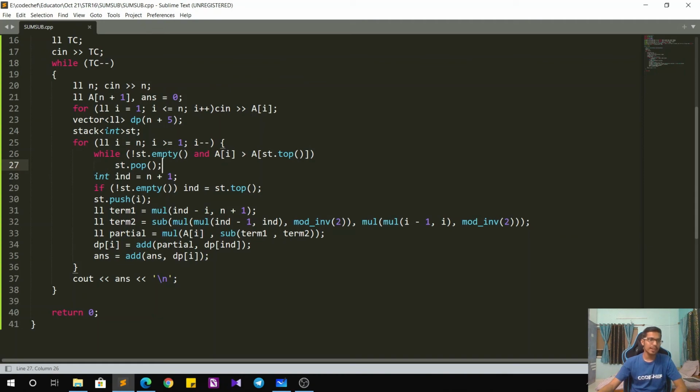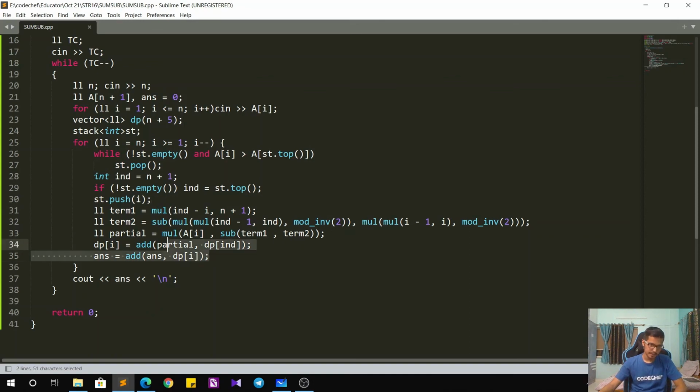Initially, because the stack is empty, this while loop will not work at all, and I'll have to set some default value for IND. So that value is n plus 1. Because for the nth index, what is the next index? N plus 1, right? After that. But if the stack is not empty, it means that I have some next greater element's index, and that is basically the stack top. Then after this, all things are done. For the further iterations of smaller I values, I need to push the current I in the stack. So that I do over here.